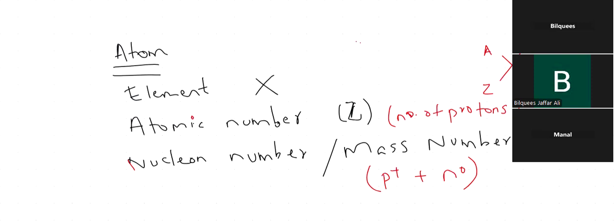For example, what is the atomic number if the element is carbon, let's say? What is the atomic number of carbon? 6. And what is the nucleon number or mass number? We add them.